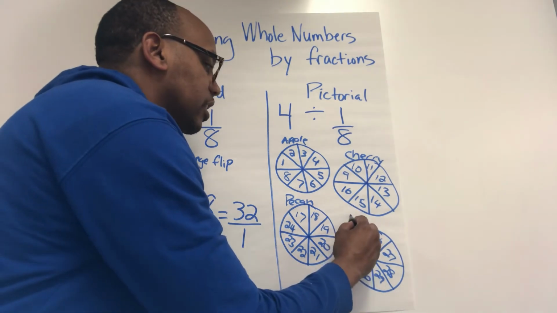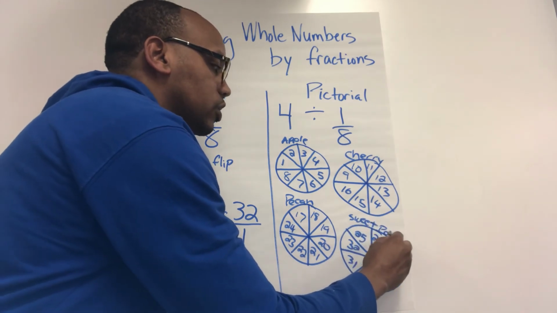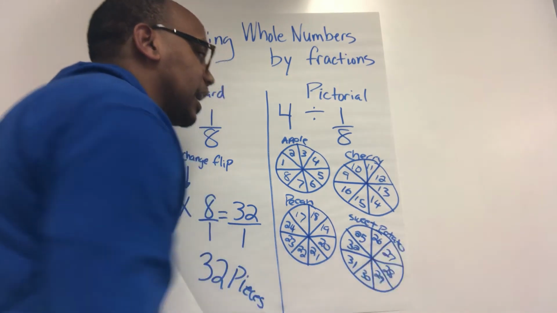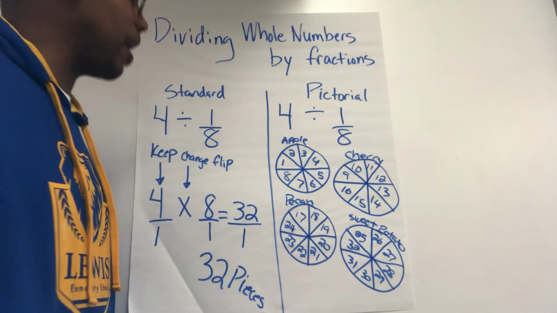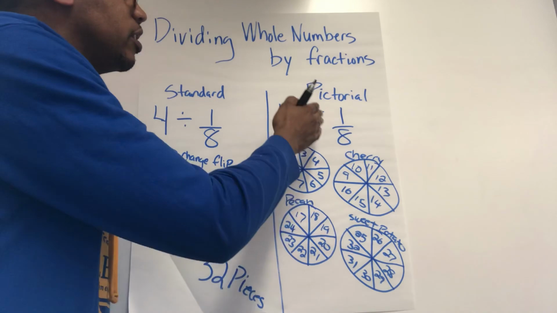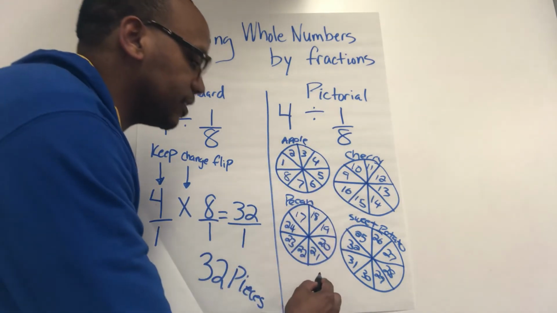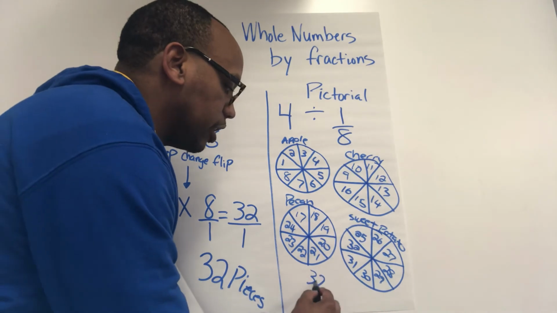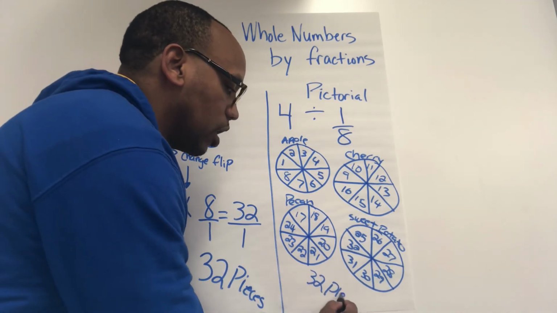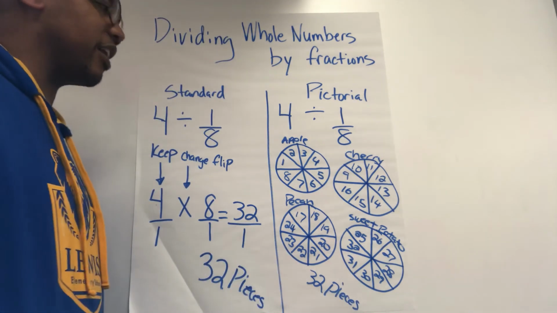And let's say this one was sweet potato pie. Now, it's the same problem. I have 4 wholes, and I'm dividing it into 1/8 pieces. Now, I just named all the pies, but I still have 32 pieces of pie, just like I had in standard.